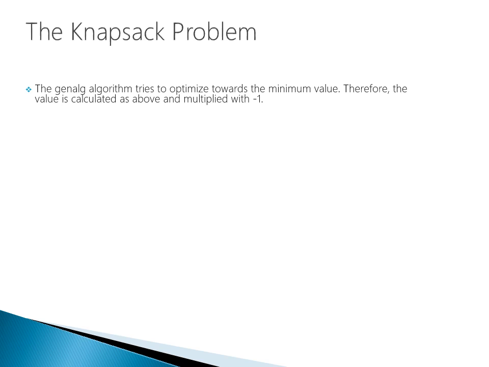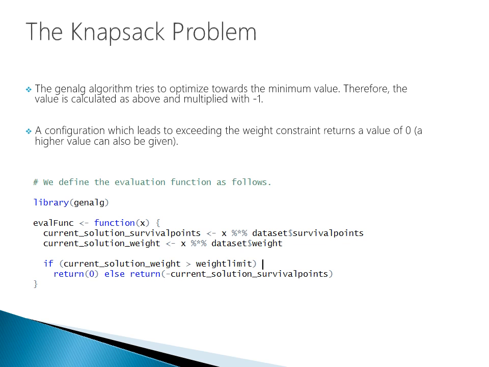So when we're working with this algorithm, we have to take the solution and multiply it by -1 in order to reverse the polarity. A configuration which leads to exceeding the weight constraint returns a value of 0, and a higher value can also be given. So here's my R code again.